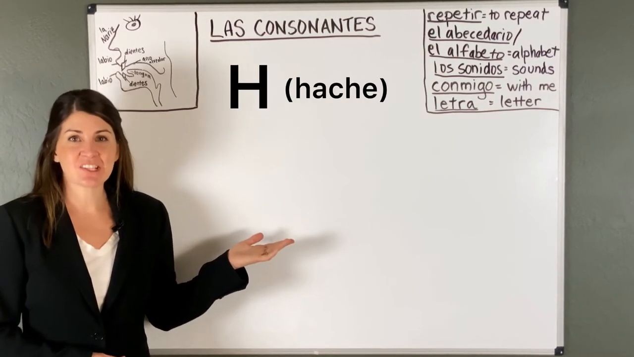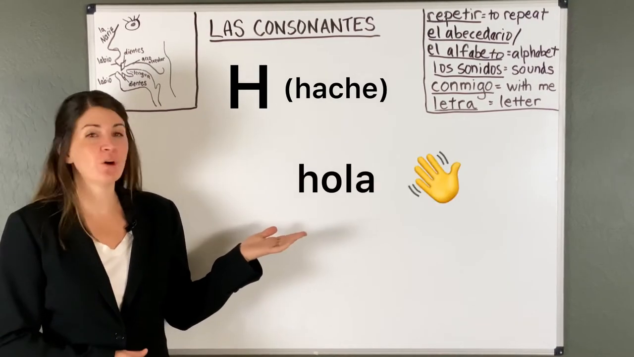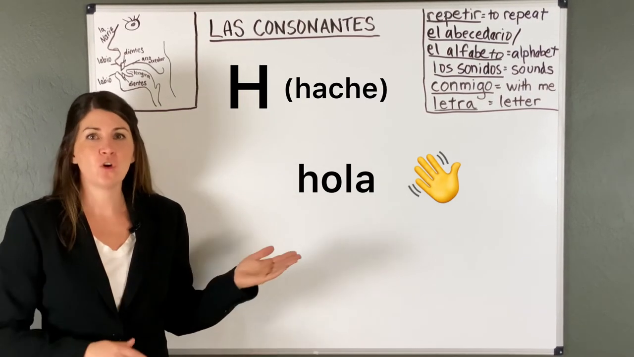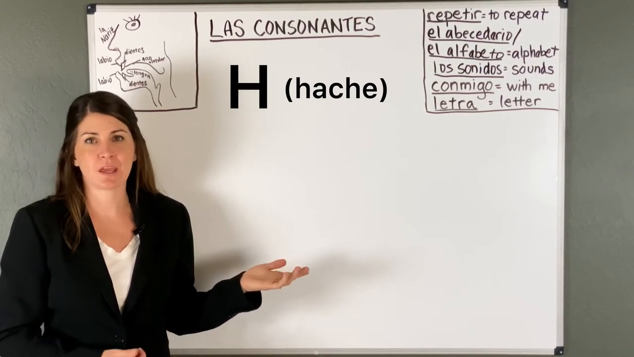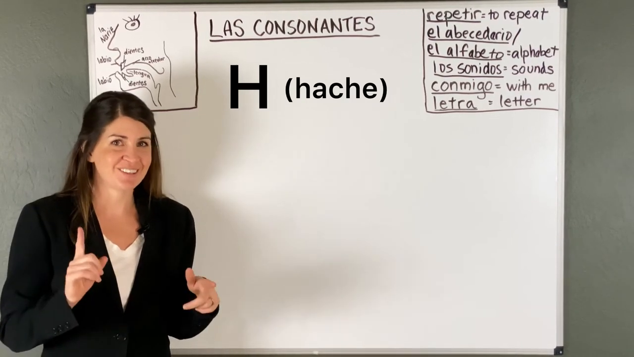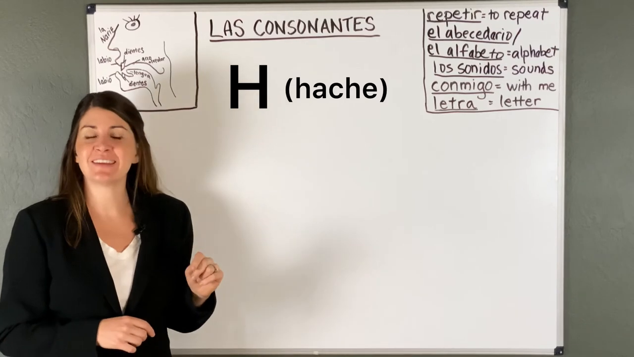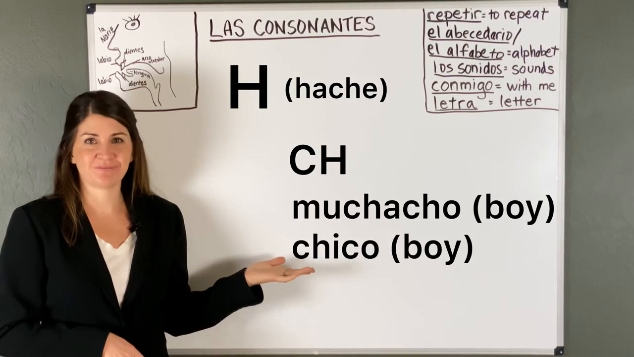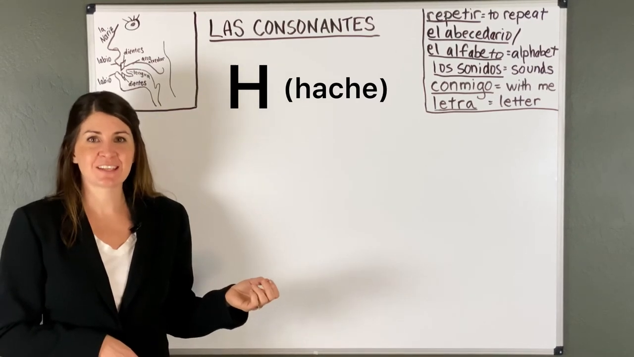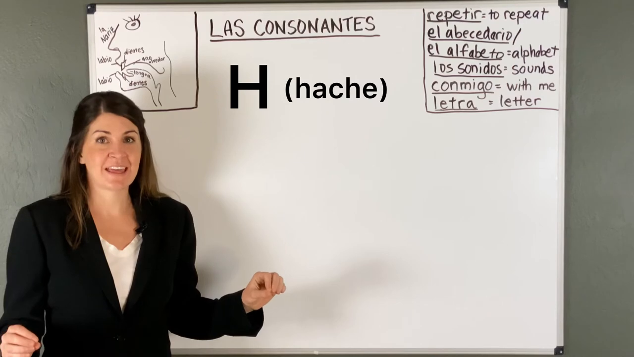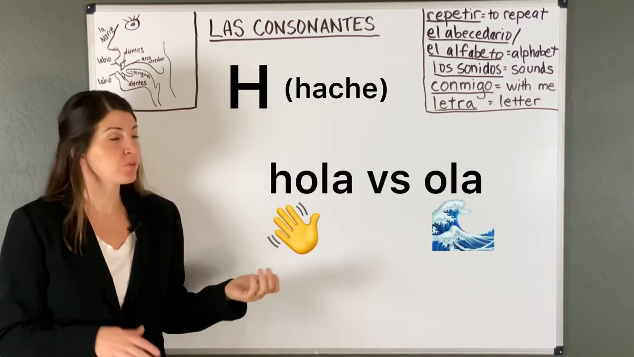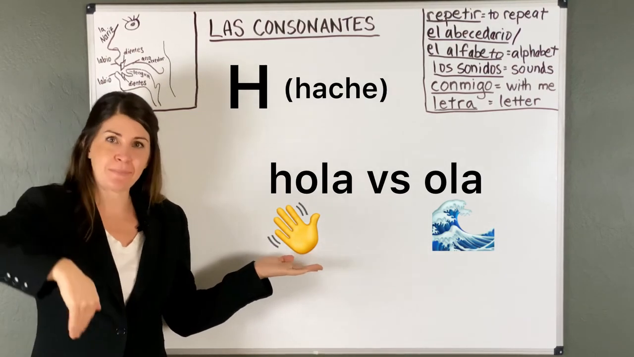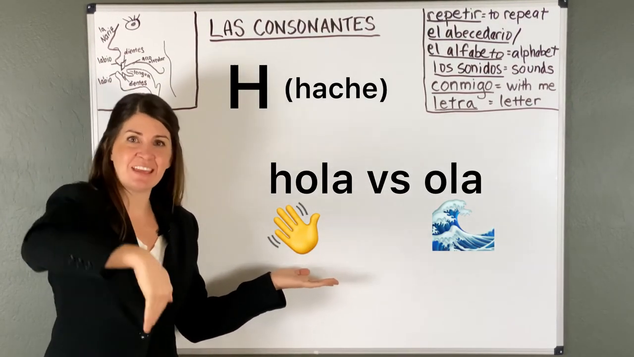H, the letter H, la letra H in Spanish is silent. Hola. Notice it is not the breathed H in English. Often I have students ask me, well then why does the H exist if it doesn't make a sound? I have an answer, two answers. One is because it needs to buddy up with the letter C in order to make the ch sound, as in muchacho, chico. And a second reason is to distinguish between two different words that sound the same. Here's an example of that. Hola, hello, versus ola, es un movimiento del mar, a wave in the ocean.